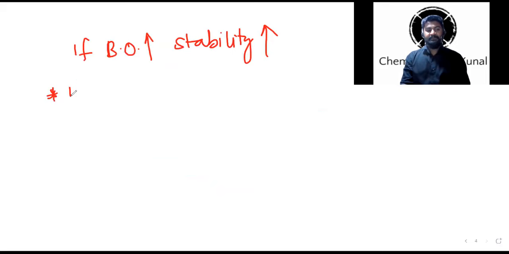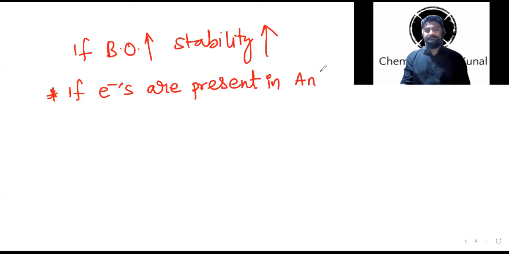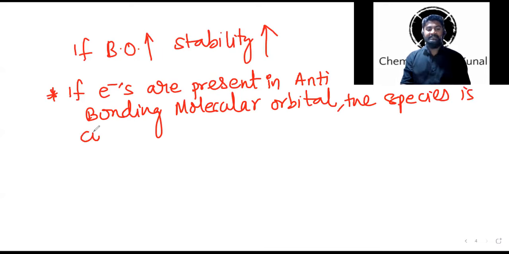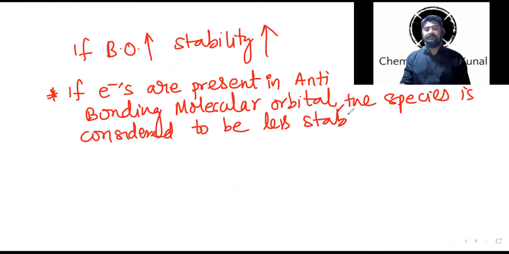See, this is the real concept. If electrons are present in anti-bonding molecular orbital, then what will happen? The species is considered to be unstable, less stable. This is the concept. That is the main concept.